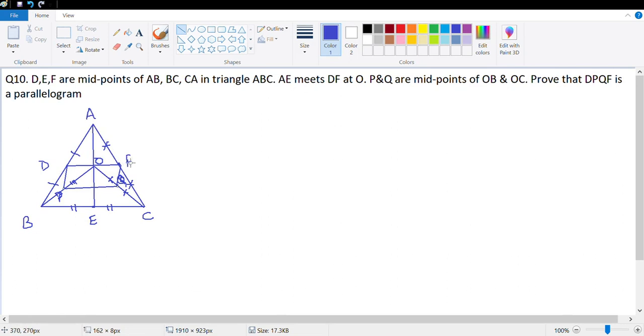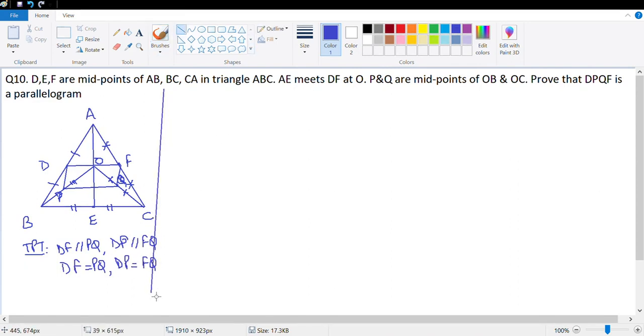So what does it mean? It means that I need to prove that both pairs of opposite sides are equal and parallel. So to prove that, DF parallel to PQ and DP parallel to FQ, and DF is equal to PQ and DP is equal to FQ. This is something that I need to prove. Even if I can prove one pair of opposite sides is equal and parallel, I will be able to prove this to be a parallelogram.